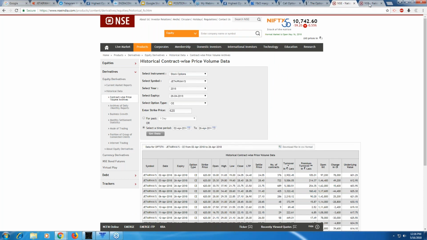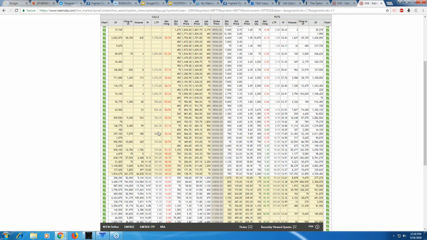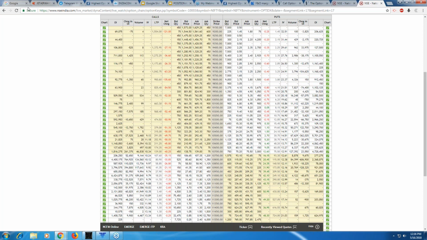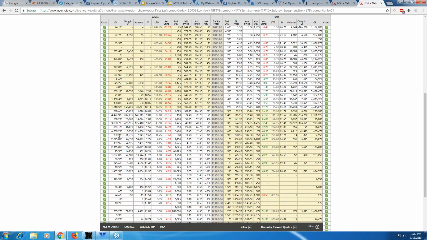So let's see, this is today's 16th of May. I'm going to just refresh it. Looking at the data, I will tell you the boundaries that FIIs and DIIs have built for the Nifty. See here, the highest open interest is at this point. It means this Nifty cannot cross 11,000 in the month of May. That is for sure, right?